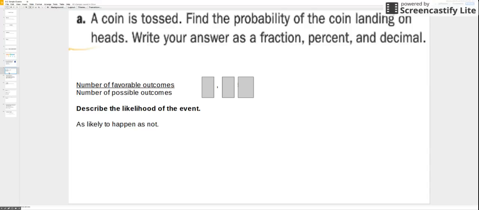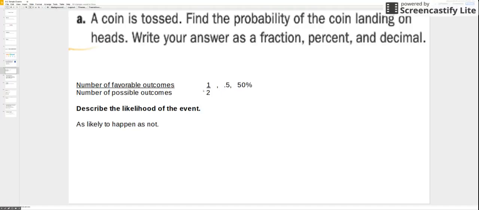Moving forward. A coin is tossed. Find the probability of the coin landing on heads. Write your answer as a fraction, percent, and decimal. Let's start with our number of favorable outcomes. We want it to land on heads. There are 2 outcomes when you flip a coin, heads or tails, so we're going to say it's 1 out of 2. Now, half as a decimal is 0.5 or 50%.